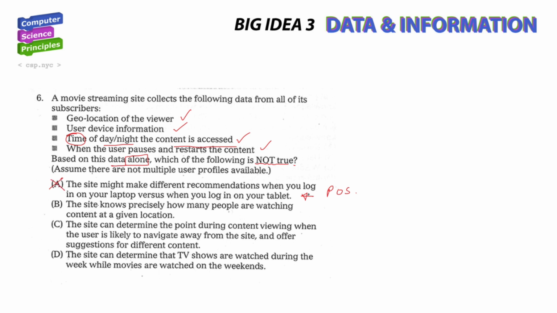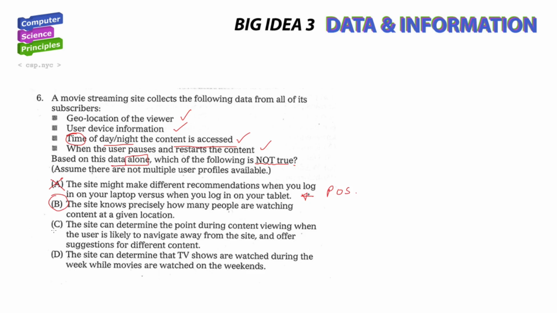Okay, B, the site knows precisely how many people are watching content at a given location. Well, if you have one Netflix account, your whole family could be watching, maybe 3-4 people, maybe more, and Netflix wouldn't know how many people are watching from your one account. So this is not true that they know this. So B is going to be our answer.